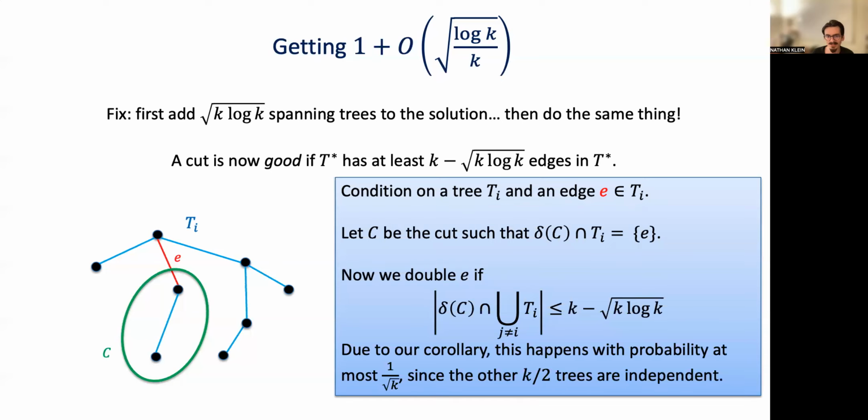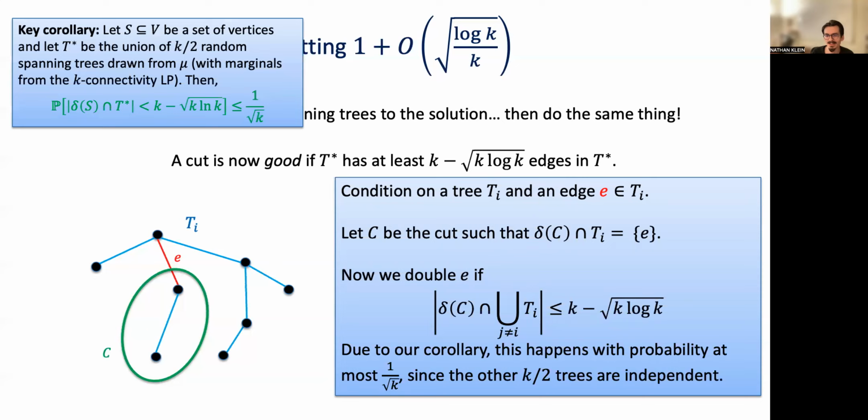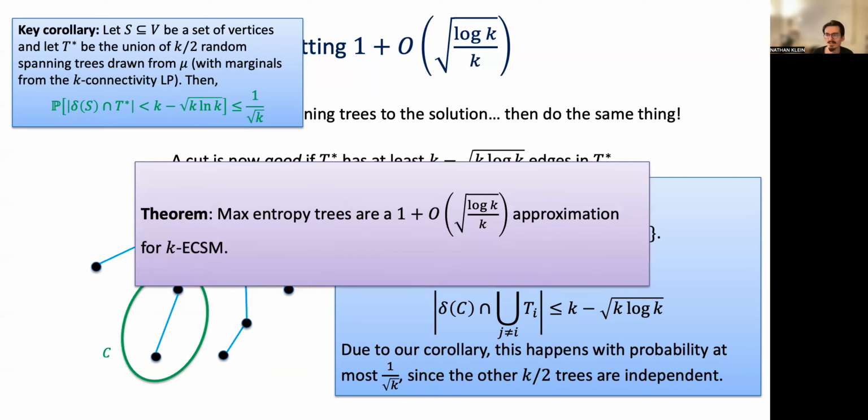Okay, but this again looks familiar. We already know the probability that this occurs. It's at most 1 over square root k due to the concentration properties of our lambda uniform trees and the fact that there are k over 2 other trees in T star. Therefore, conditioned on an edge e appearing in tree Ti, it's doubled in T star at the end of this process with probability at most 1 over square root k. This implies that the cost of the doubling step is only 1 over square root k times the cost of the LP in expectation. And that gives us our desired result.